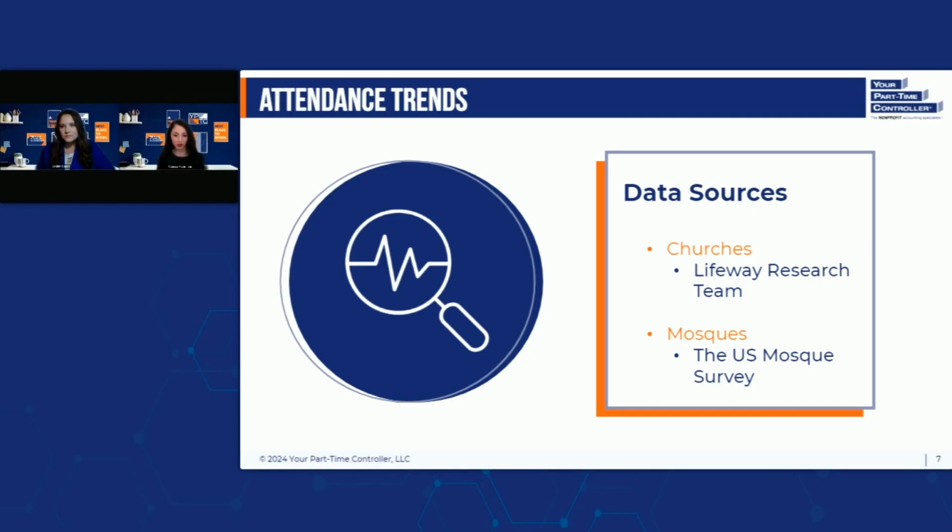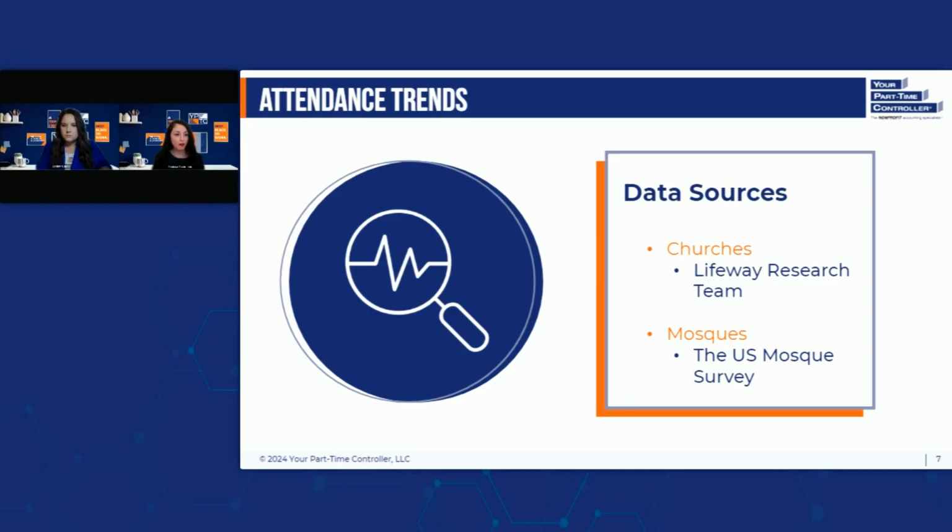What we'll be looking at today is the trends for churches of various denominations and non-denominations, as well as for mosques. In terms of the church research data, that is coming from Lifeway Research Team, which sends out an annual survey to over 10,000 churches in the United States. The results are self-reported, and then their research team verifies the information and produces a result of the top growing churches in America by numerical gain and percentage gain. We'll be looking at those percentage gains in a minute.